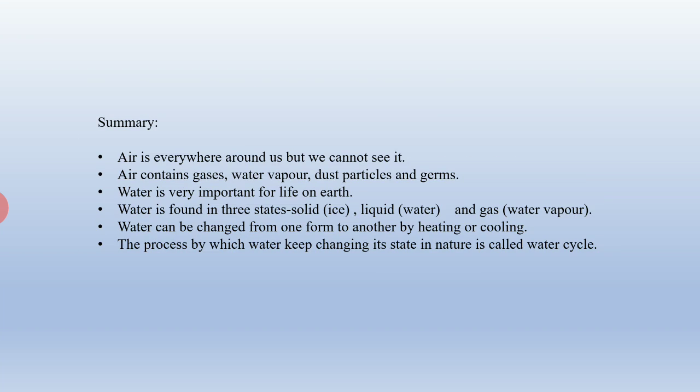Summary. Air is everywhere around us, but we cannot see it. Air contains gases, water vapor, dust particles, and germs. Water is very important for life on earth. Water is found in three states: solid, ice; liquid, water; and gas, water vapor. Water can be changed from one form to another by heating or cooling. The process by which water keeps changing its state in nature is called water cycle.